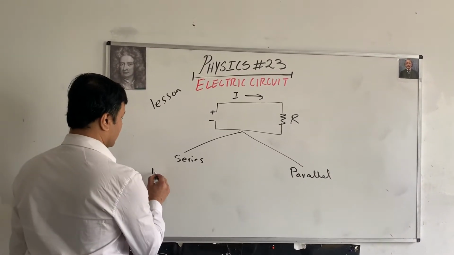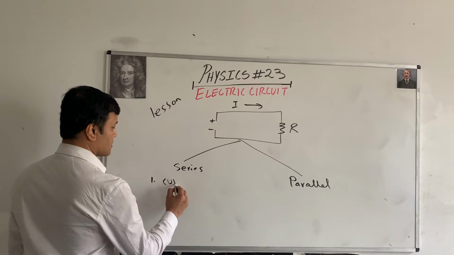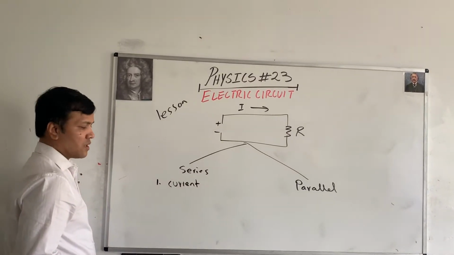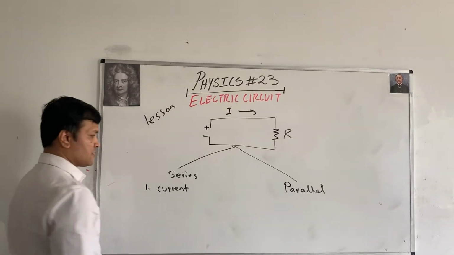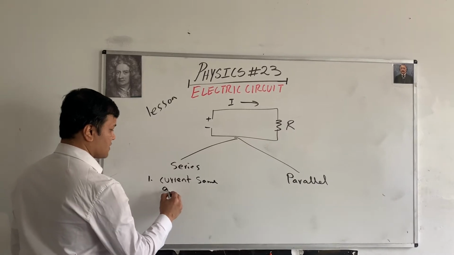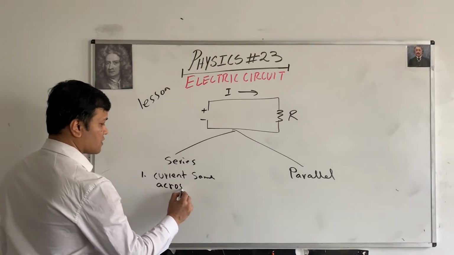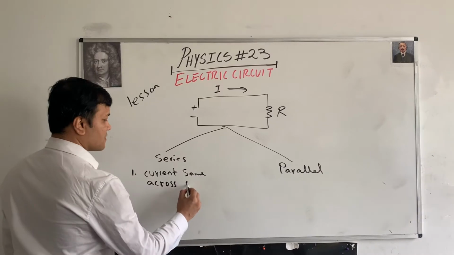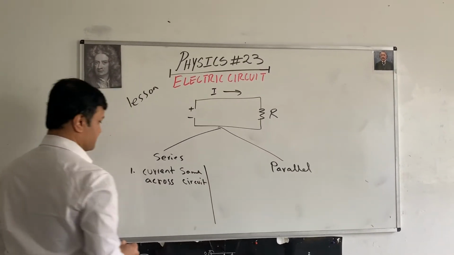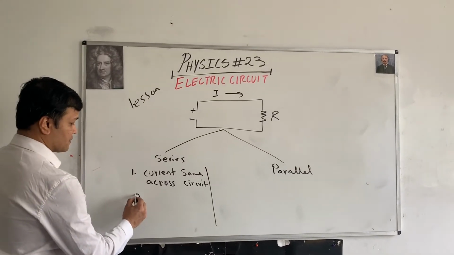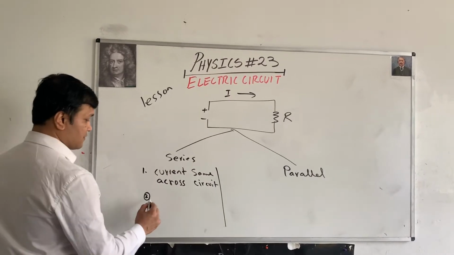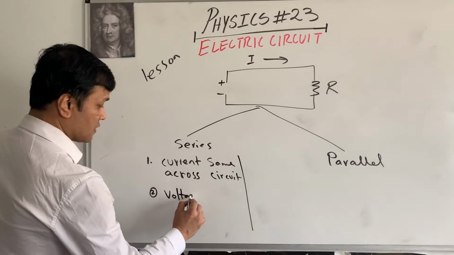Number 1, the current has one pathway. Current is the same across the entire circuit. How do you spell across? A-C-R-O-S-S. Current is the same across the circuit, and then you're going to write the math formula for that. Number 2. If resistor number 2, voltage drops.